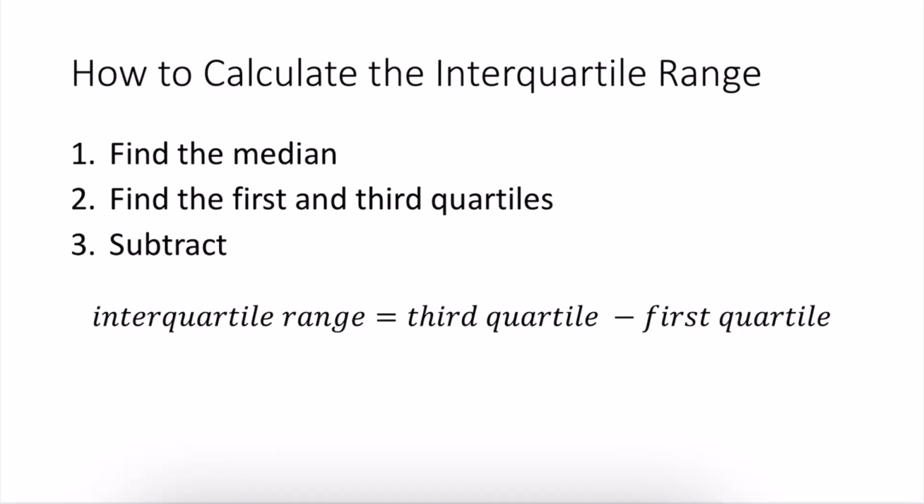And so the interquartile range fixes that issue of outliers because the outliers won't be the third quartile or the first quartile. So the process for calculating the interquartile range is you first find the median because you want to split your data set in half, and then you split those two halves in half to find the first and third quartiles. Then, once you find those quartiles, you subtract the first quartile from the third quartile.